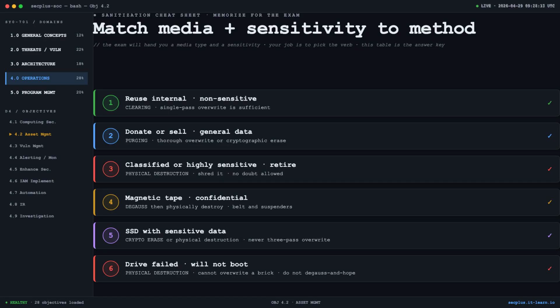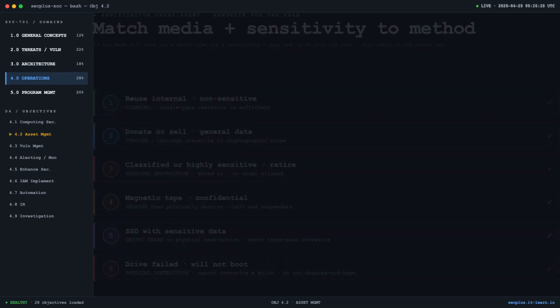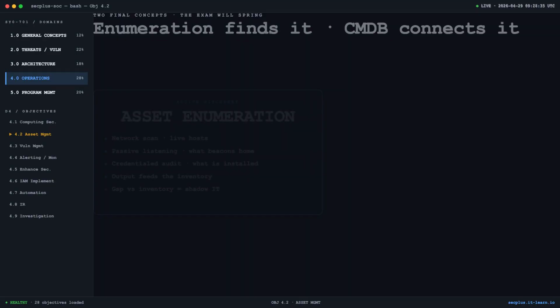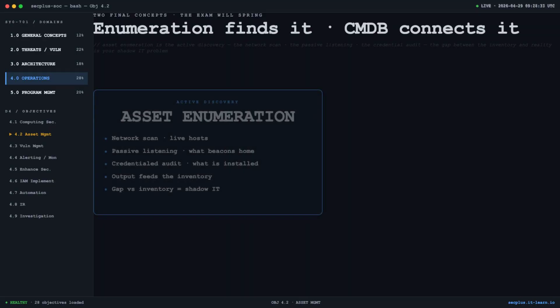Two final concepts the exam will spring on you. Asset enumeration is the active discovery of all assets on the network: the network scan, the passive listening, the credential audit. The output of enumeration is the input to your inventory, and the gap between the two is your shadow IT problem. And the CMDB once more, because it is the centerpiece.